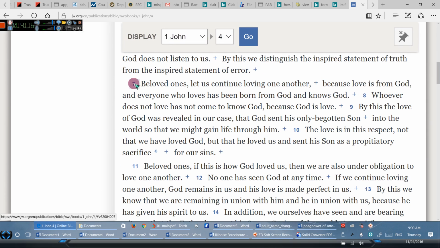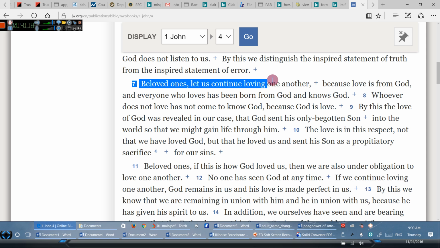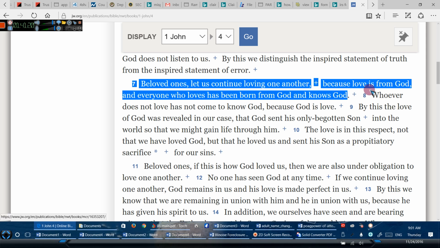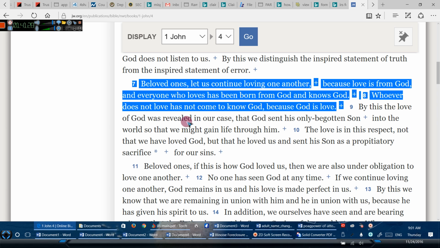Alright, let's do this. Beloved ones, let us continue loving one another, because love is from God. And everyone who loves has been born from God and knows God. Whoever does not love has not come to know God, because God is love. People use the word all the time. The word love simply means God. Jehovah. Jehovah is love. God is love.